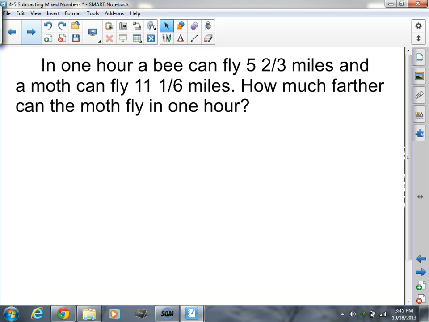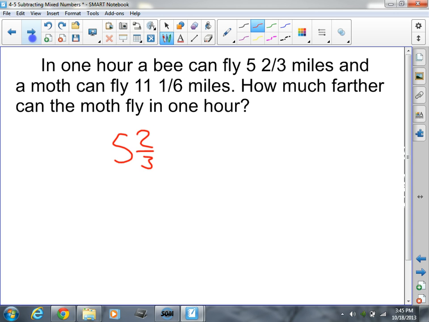This is, as we always do, the application question. So the question is, in 1 hour, a bee can fly 5 2/3 miles. That sounds important. And a moth can fly 11 1/6 miles. How much farther can the moth fly in 1 hour? Now, how much farther? That's code for subtract. So I have my problem there, 11 1/6 minus 5 2/3.